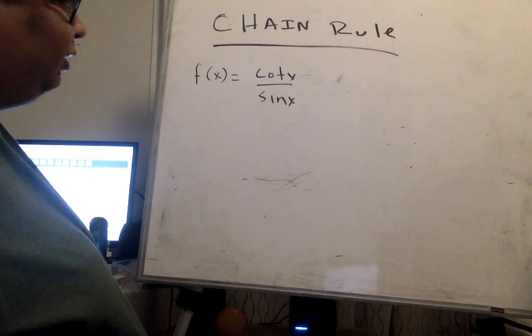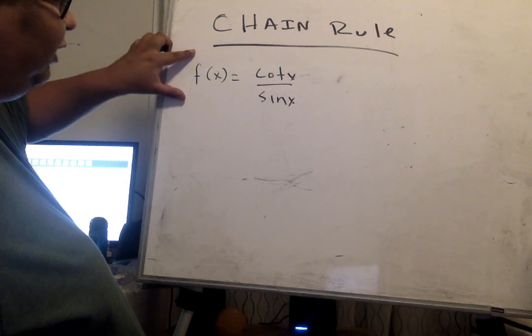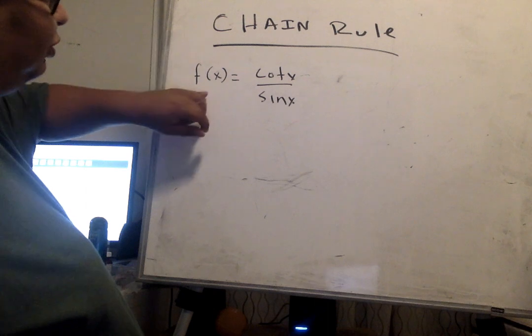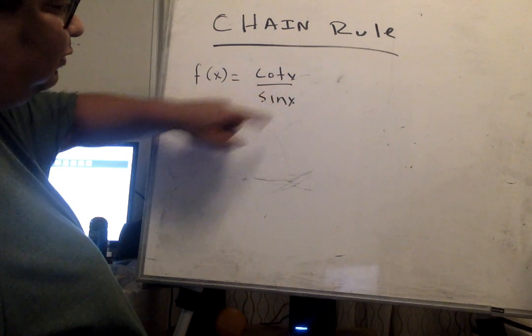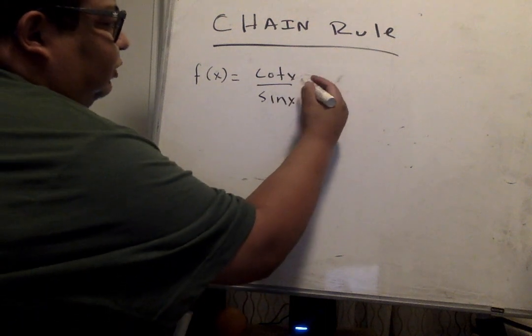Welcome guys, in this video we're going to talk about the following function and how to take its derivative. So the function we're going to look at is f of x equals cotangent of x over sine of x. So first let's change it a little bit.